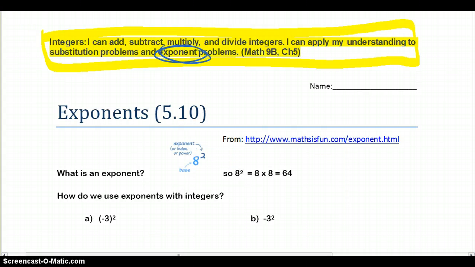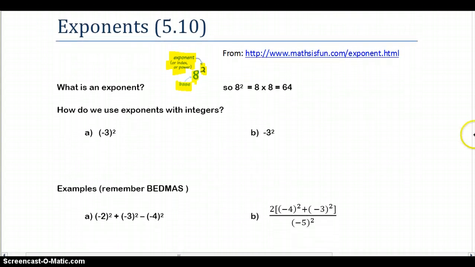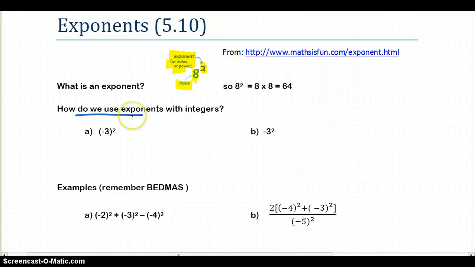So our definition of an exponent is that piece there, the index or the power, and then the base is the 8 that we're talking about. So let's just kind of write a few of these out just so we get our heads around how this looks. We're asking the question, how do we use exponents with integers? So in this case, I'd like you to write this out. The base is multiplied by itself. So we've got negative 3 times negative 3, which gives us a positive number, a positive 9.